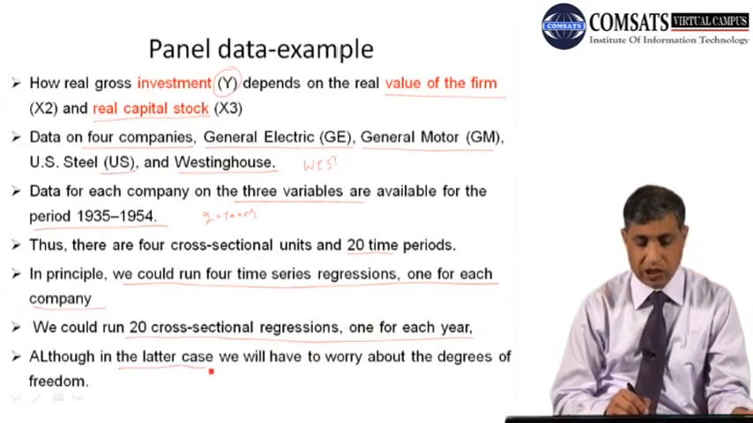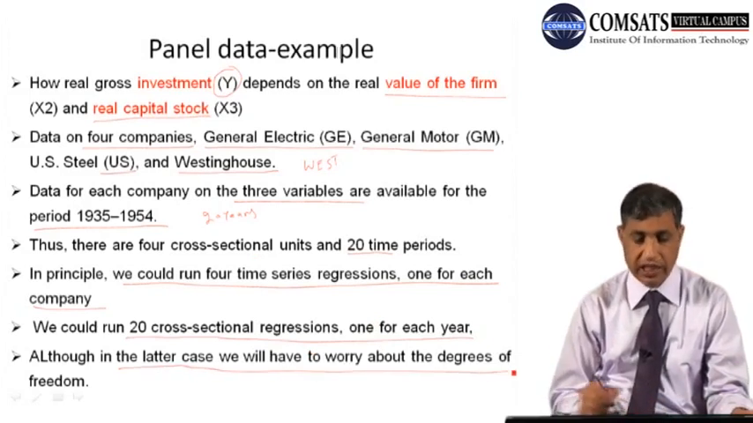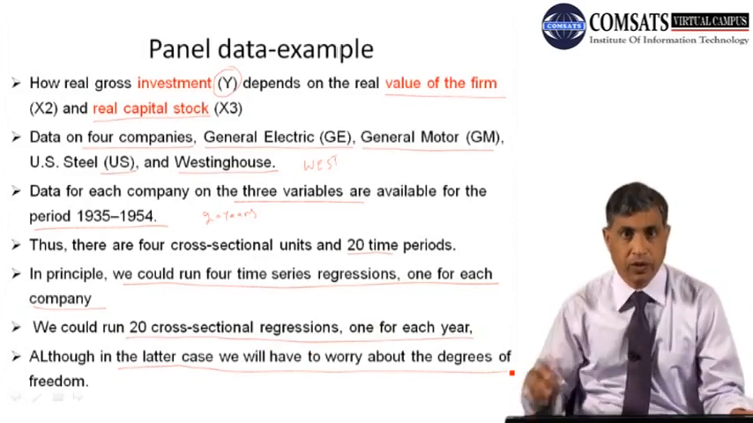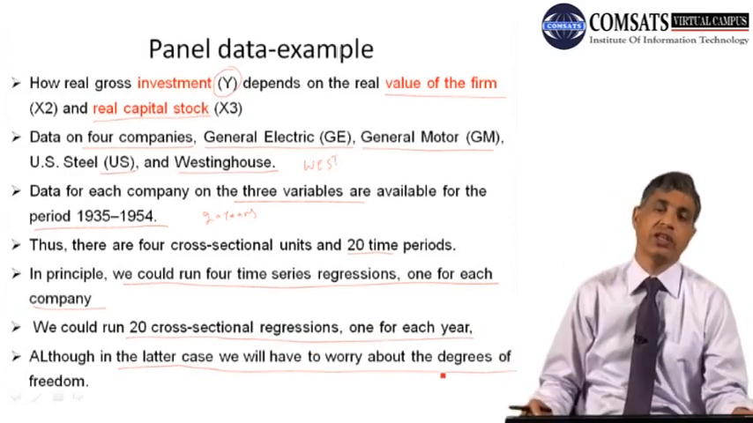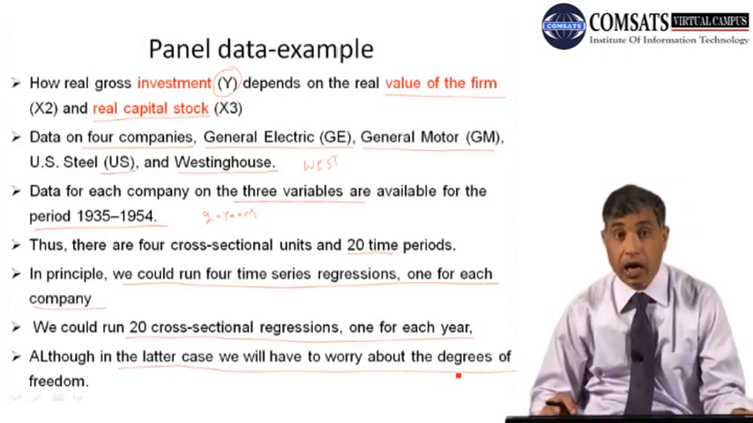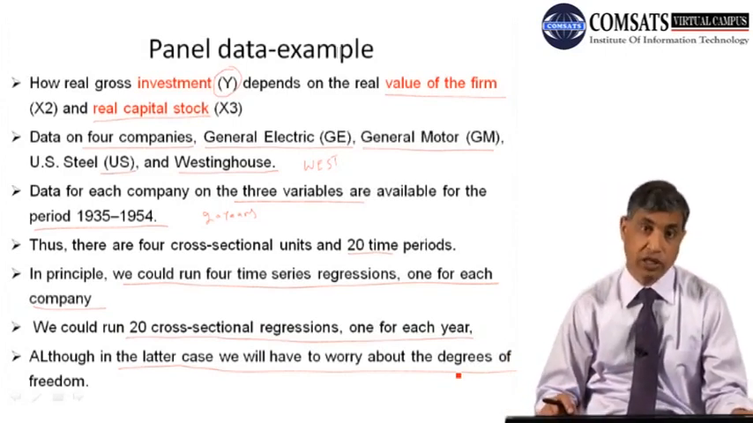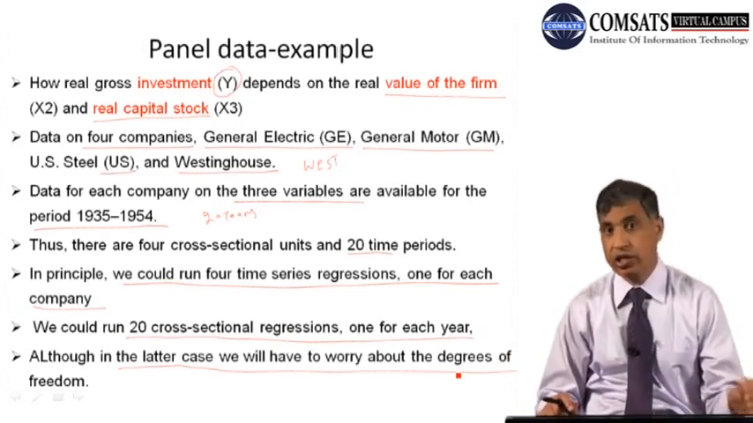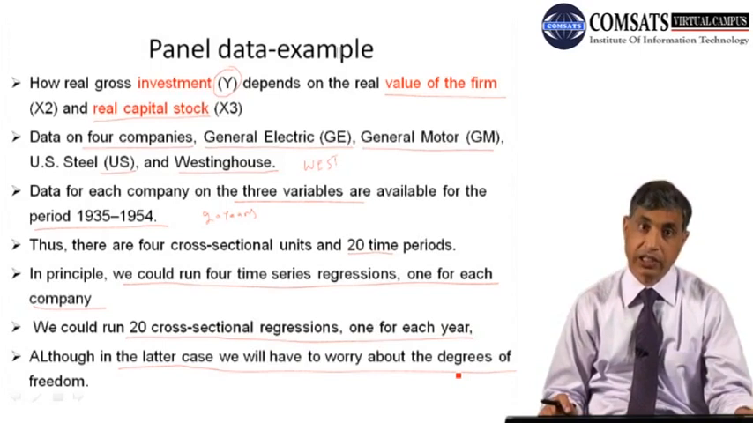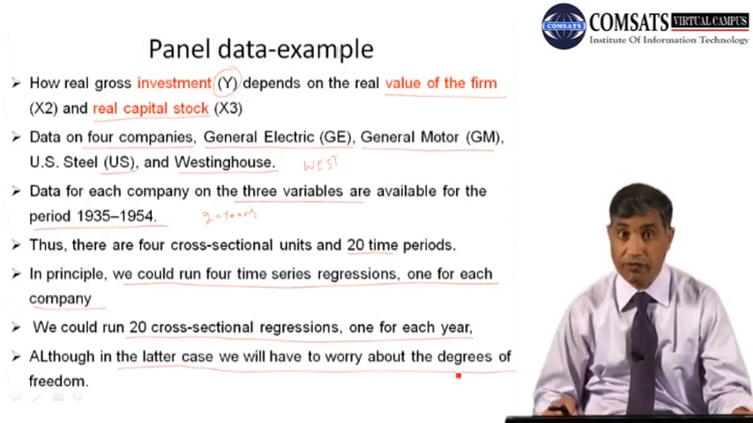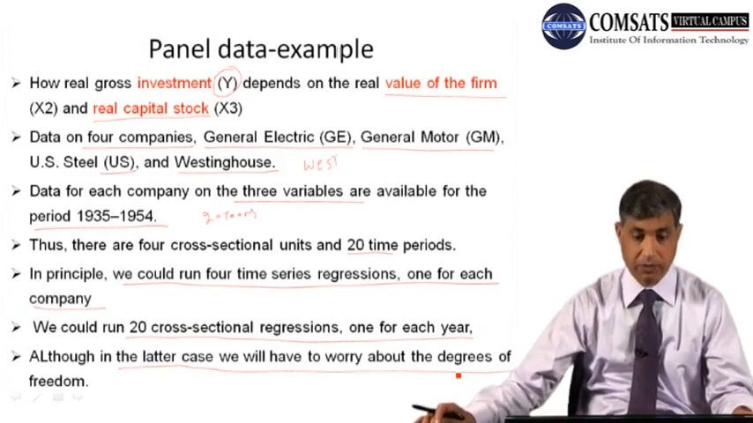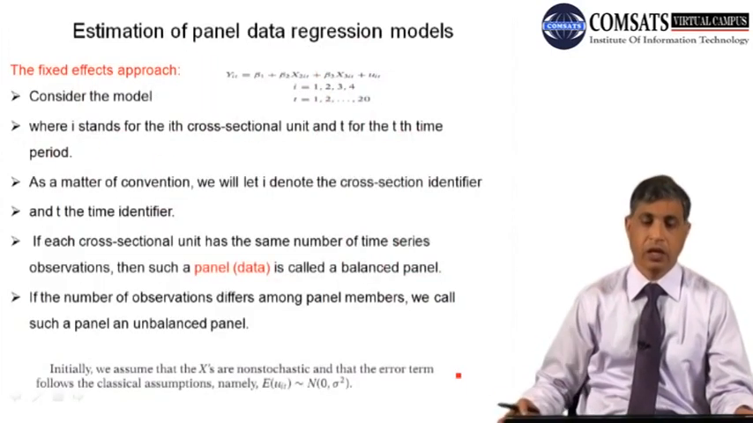Although in the latter case we will have to worry about the degrees of freedom. In the first case, no problem: 4 objects, 20 observations, run the OLS regression. But here there are 4 cross-sectional units and you are running 20 cross-sectional regressions. The problem of degrees of freedom is causing some trouble here.